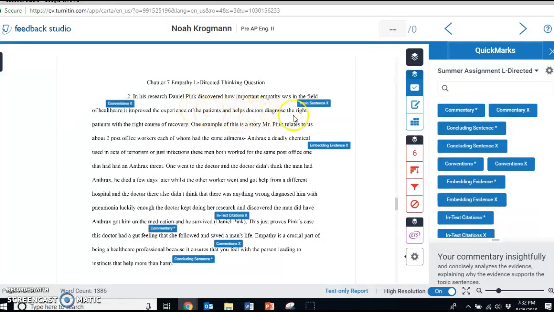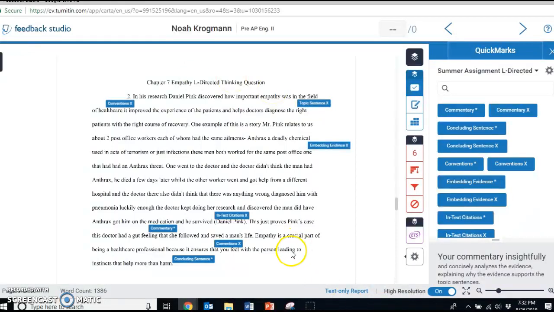You just said it helped doctors diagnose the right course of recovery. Well, why was that? How did that connect to empathy? I think I was looking for a little bit more of an answer to the question and not just a restatement. So see if you can get that in there next time.